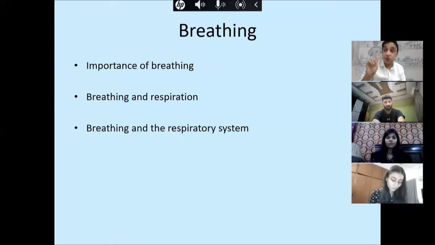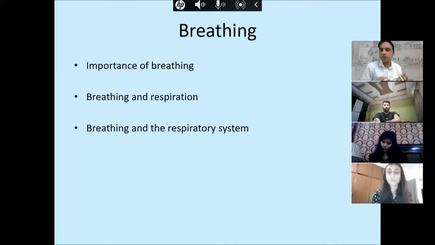So it comprises two stages. It consists of two parts. The first is taking the gases inside. It is called inhalation or inspiration, taking the gases in. The other is expelling the gases out. This is called expiration or exhalation, expelling the gases from the lungs.